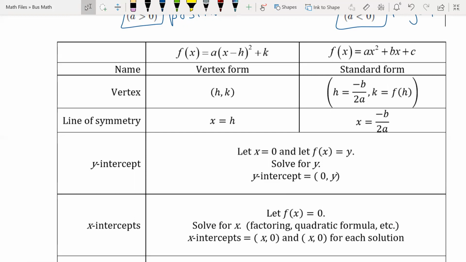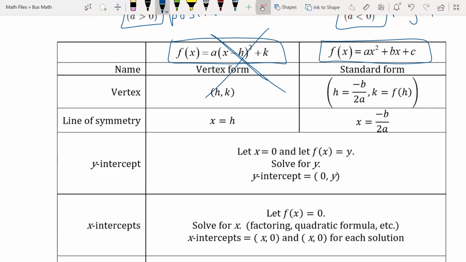Okay, in this box, you have 2 forms of a quadratic function. One is vertex form, and the other is standard form. Well, we will not be messing with vertex form, so we can ignore all of this if we have to. Okay, so we are only going to be messing with standard form. So we are going to do the ax squared plus bx plus c.